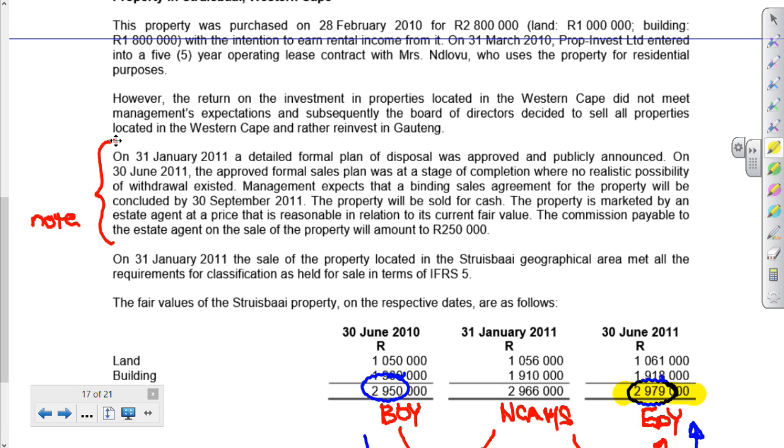We would ignore this commission payable because with assets carried at fair value, I keep carrying them at fair value. I don't go to fair value less costs to sell. So they don't even talk about that in the question at all. It's 18.5 marks. It's easy marks, the discontinued op. Really, it's easy marks. It's just a question of remembering the principle.